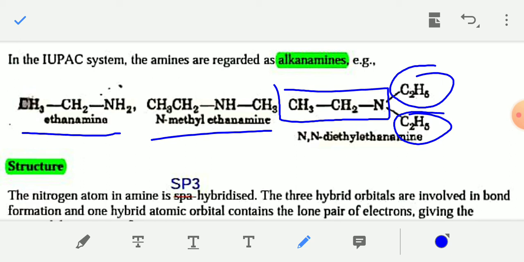So the name of this 3 degree amine will be N,N-diethyl. Two ethyl groups are directly attached with nitrogen, so N,N-diethylethanamine. N,N-diethyl, two ethyl as substituents and one ethyl as the main chain. So the name of this compound will be N,N-diethylethanamine.